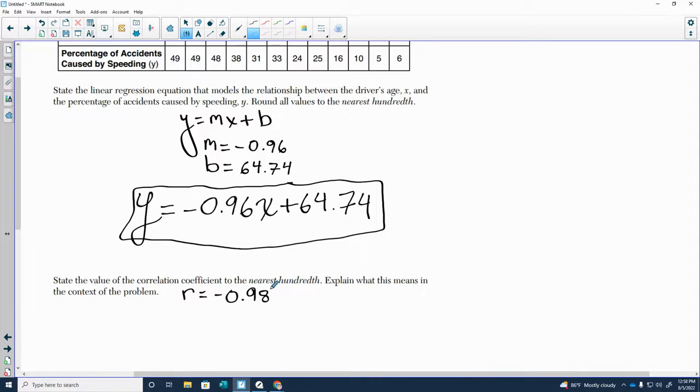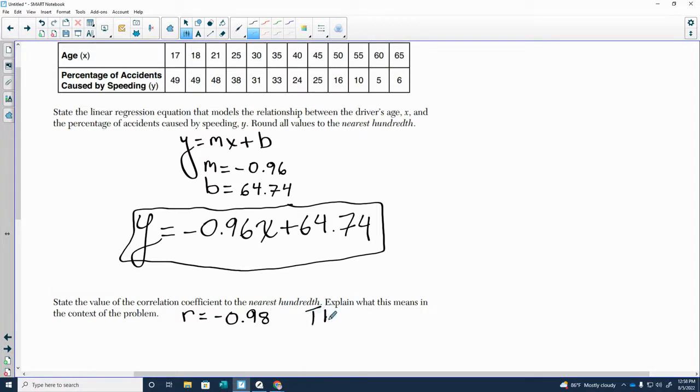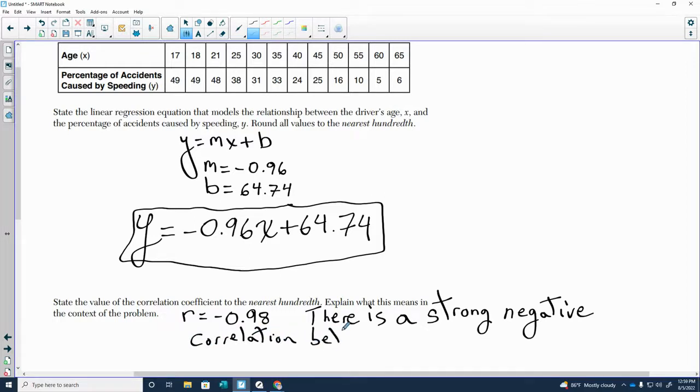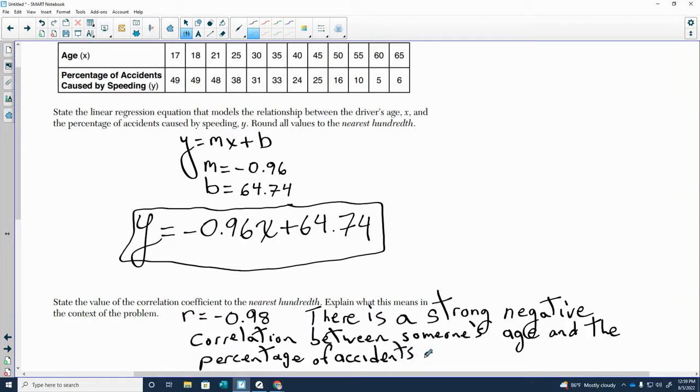So negative 0.98 means there is a strong, because it's close to 1, negative, because it's negative, correlation between someone's age, just repeating what it's showing me, and the percentage of accidents caused by speeding.